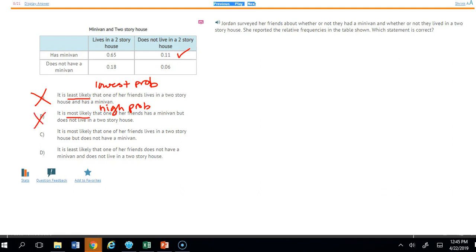Letter C is most likely that one of her friends lives in a two-story house. Again, so most likely means high probability. One of her friends lives in a two-story house but does not have a minivan. So that would be this one right here. Again, that's not our highest probability. So that is also no. And D is least likely that one of our friends does not have a minivan and does not live in a two-story house. So that's this one right here. And least likely, again, means the lowest probability. So this is our answer.